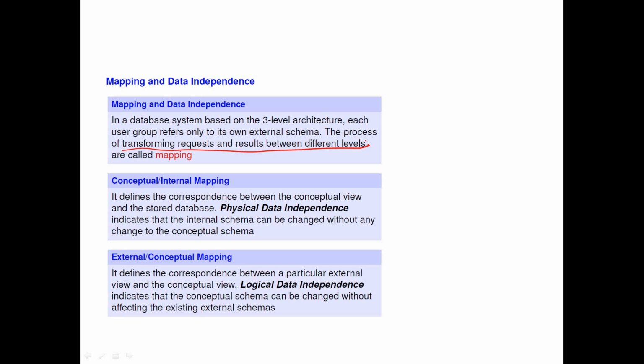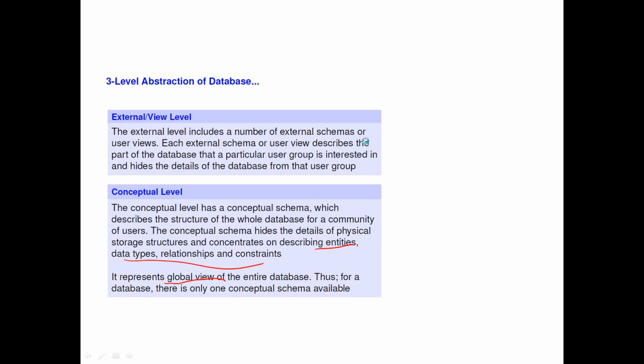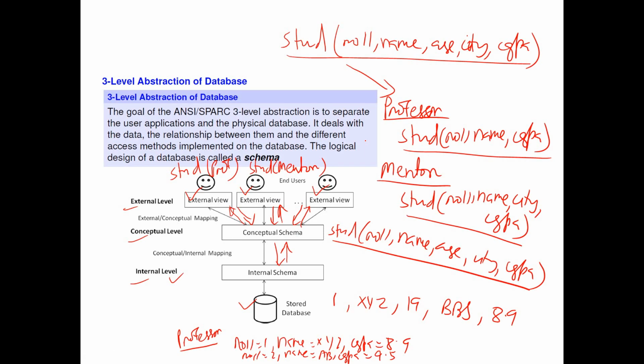There are two types of mapping, one between the external and the conceptual, and one between the conceptual and the internal. The mapping between the external and the conceptual is called the external conceptual mapping, and the mapping existing between the conceptual and the internal is called the conceptual internal mapping.